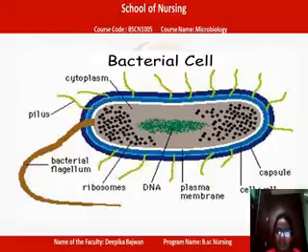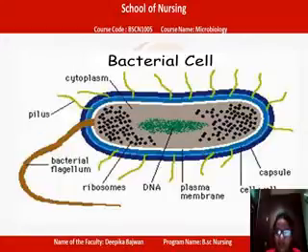In some bacteria this capsule layer is present, and in some bacteria this capsule layer is not present. So it is not necessary that every bacterial cell has a capsule layer. A bacterium that has the capsule layer has more virulence power as compared to a bacterium that does not have this capsule layer.